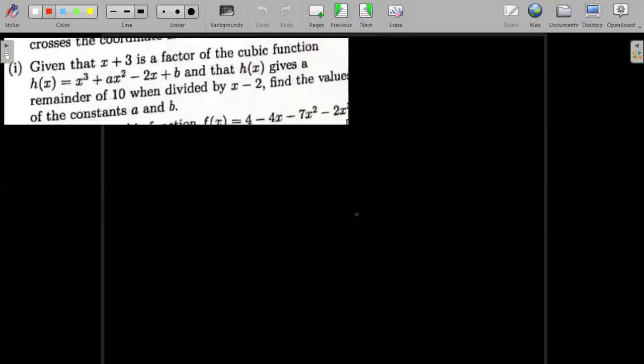All right. Next question. The next question says, given that x plus 3 is a factor of the cubic function, which is this one here, h of x, where I have x cubed plus ax squared minus 2x plus b, and h of x gives a remainder of 10 when divided by x minus 2. Find the value of a and b. So they've told us, first of all, that x plus 3 is a factor of this function.